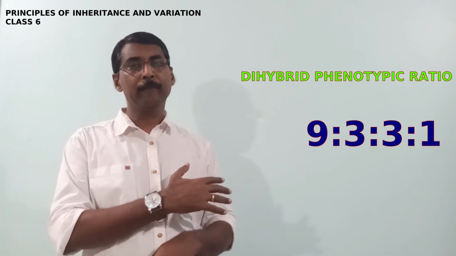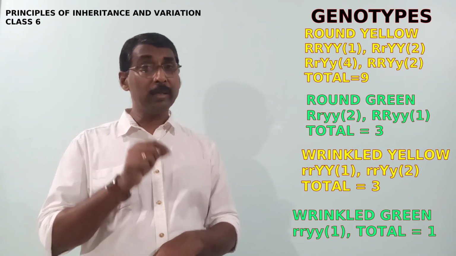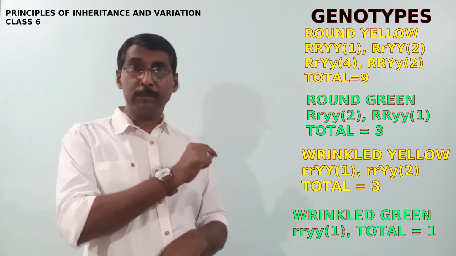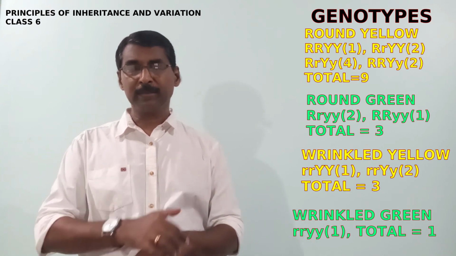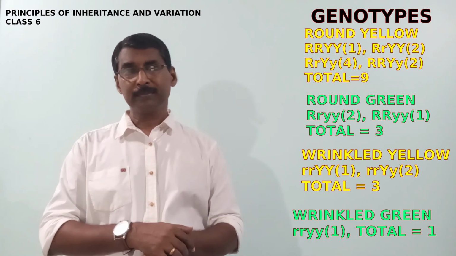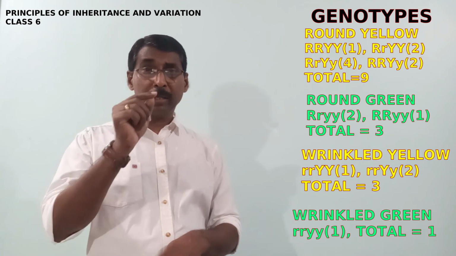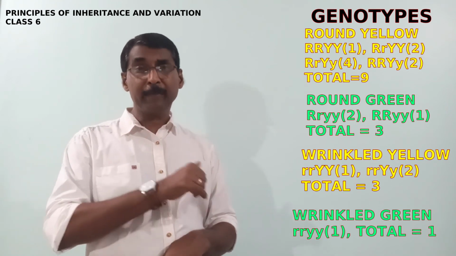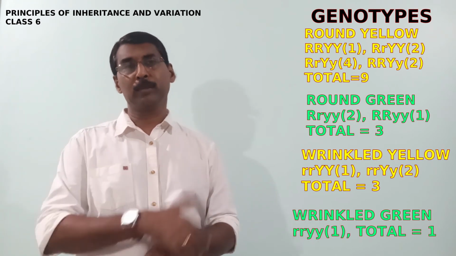By observing this Punnett square, you can see the genotype also. All these 9 round yellow plants do not have the same genotype. They all have different genotypes. One is capital R, capital R, capital Y, capital Y. Another one may be capital R, small r, capital Y, small y. Another may be capital R, capital R, capital Y, small y. So in that way you can observe and understand the genotype also.